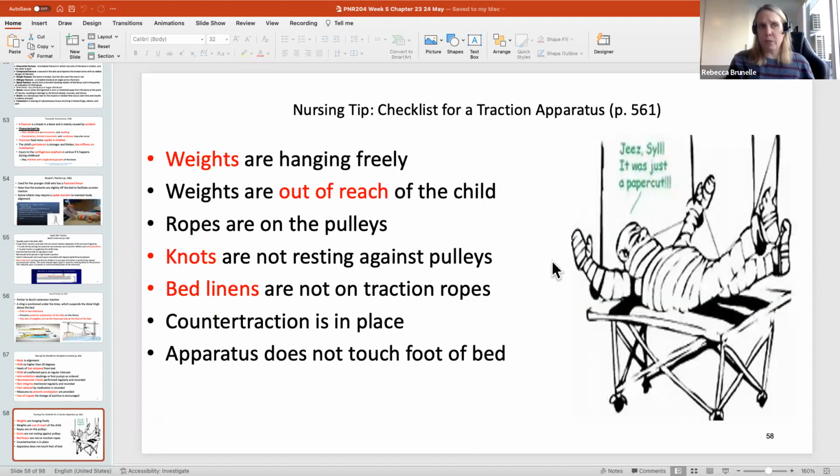Some things that you frequently get asked in the NCLEX and HESI world: the weights are always freely hanging. They should never be on the floor. They should always be out of reach, especially of a child. They shouldn't be able to mess with them. And then you need to make sure that they're in the correct position, so you're not having their feet just on the bed. They should always be elevated a little bit.